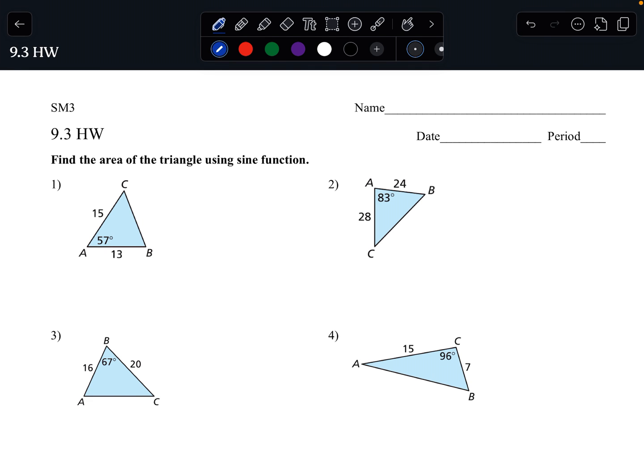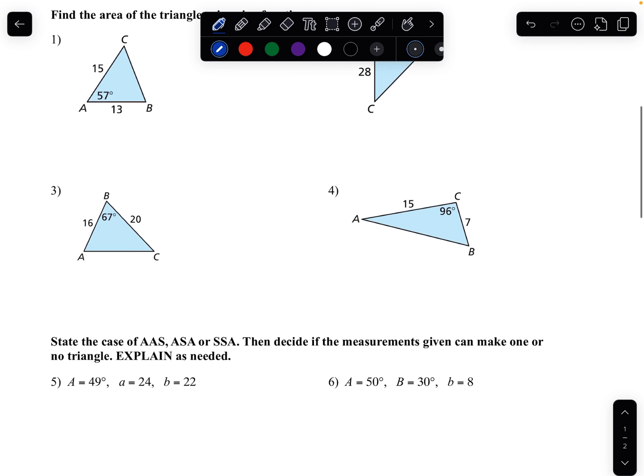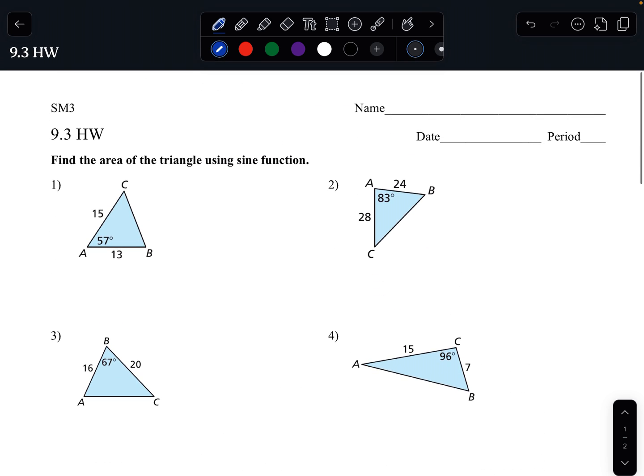Hey guys, here's the video for the 9.3 homework. I probably won't do every question, but I'll try and do similar ones. So for the first set of problems, 1 through 4, find the area of the triangle using sine functions.